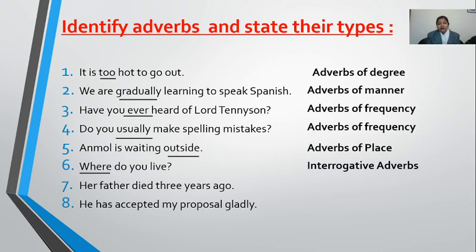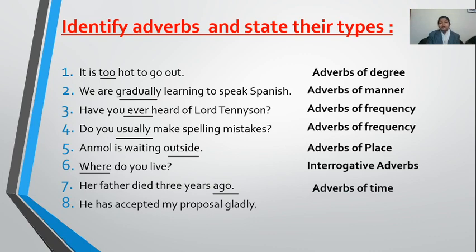Her father died 3 years ago. My action is died. Okay, now start asking the question. Died where? No answer. Died how? No answer. When? Died when? 3 years ago. I got my answer. So here this is my adverb, ago. Now as when has given me the answer, this is an adverb of time.